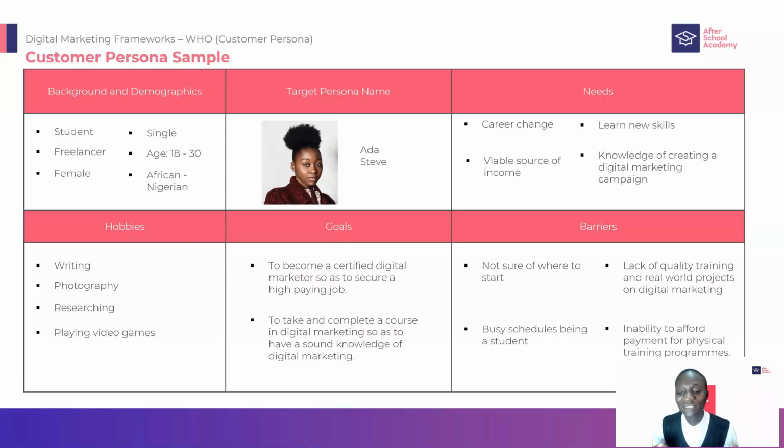Then needs: career change via a viable source of income, need to learn new skills, need knowledge of creating a digital marketing campaign. What are her hobbies? She loves to write. She loves photography, researching, and playing video games. What are her goals? Her goal is to become a certified digital marketer so as to secure a high-paying job. Another goal is to take and complete a course in digital marketing so as to have a sound knowledge of digital marketing.